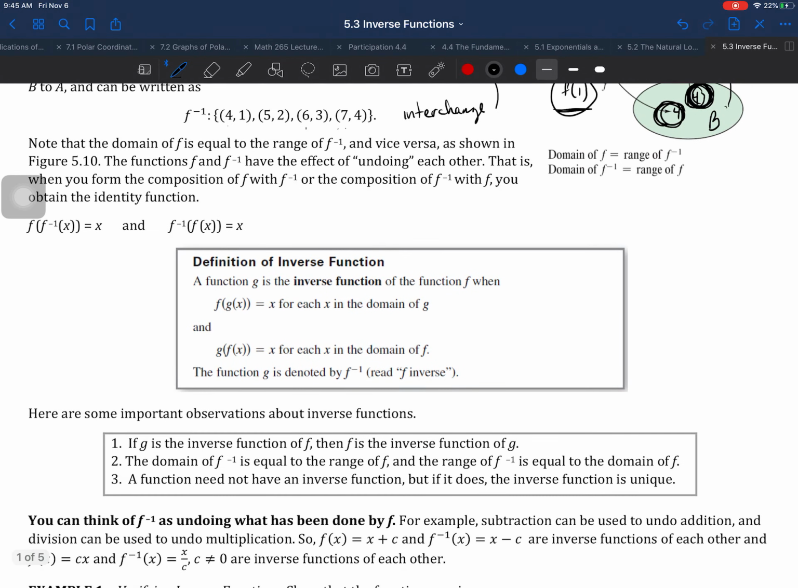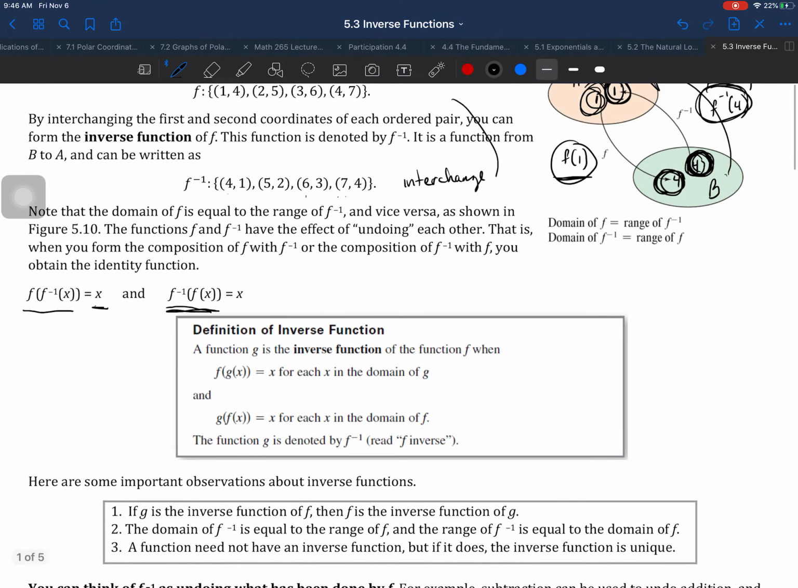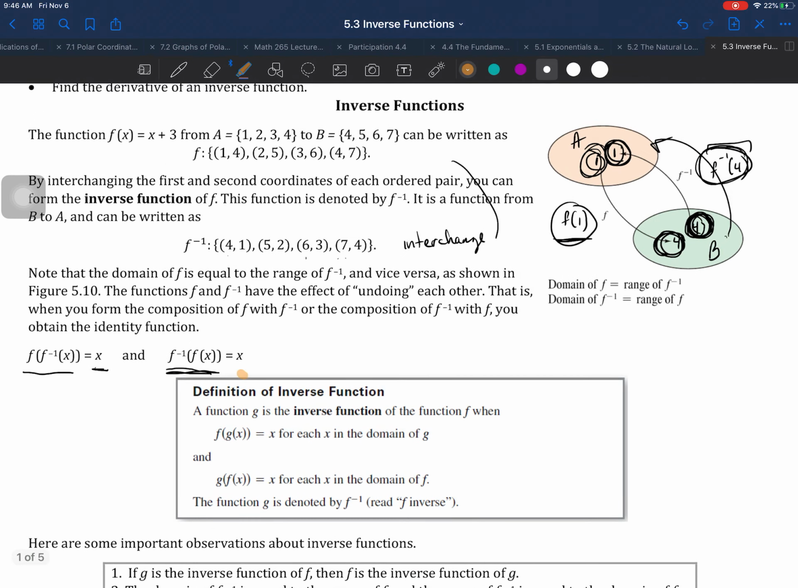Now, one of the special properties of inverse functions is that the composition of f and f inverse is going to give you the original value, and it will satisfy both directions. That means f of f inverse of x is going to equal x, and f inverse of f of x is going to equal x. So we must satisfy those two conditions in order for the inverse function to be true.